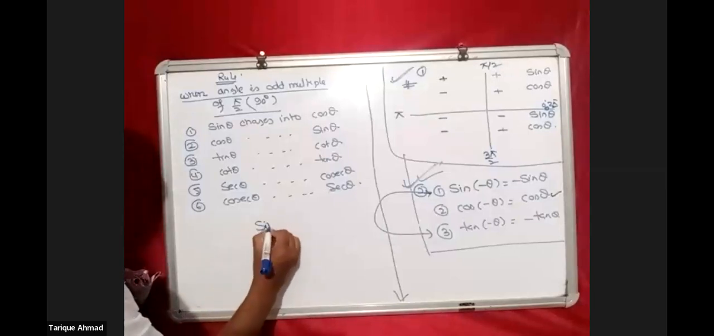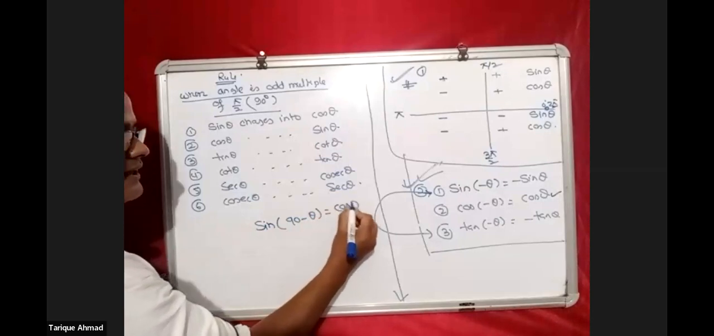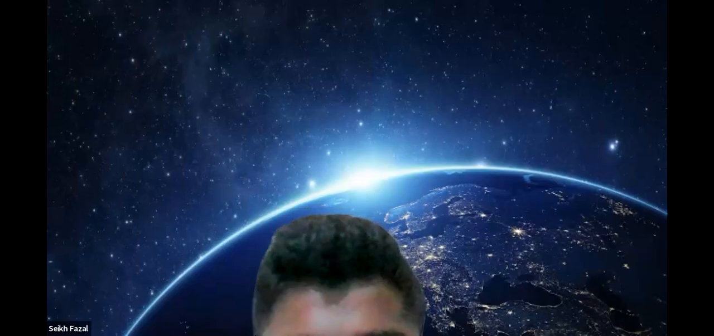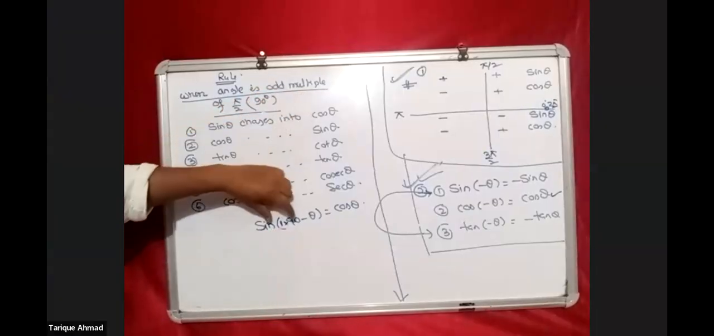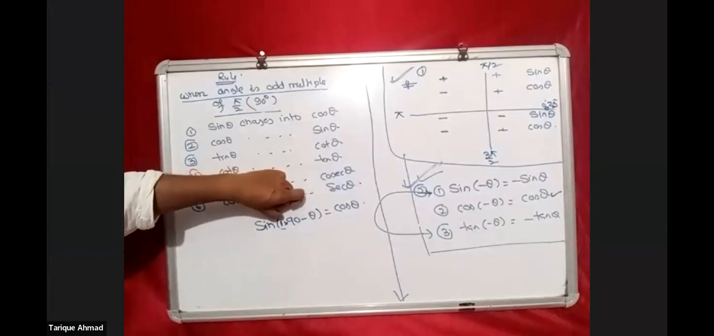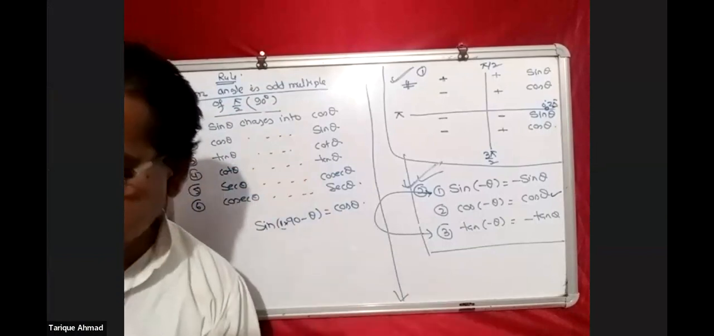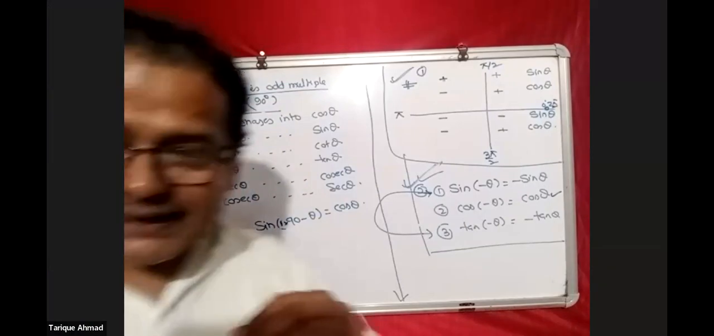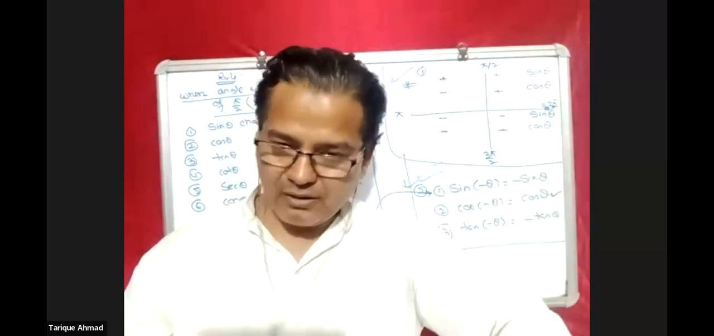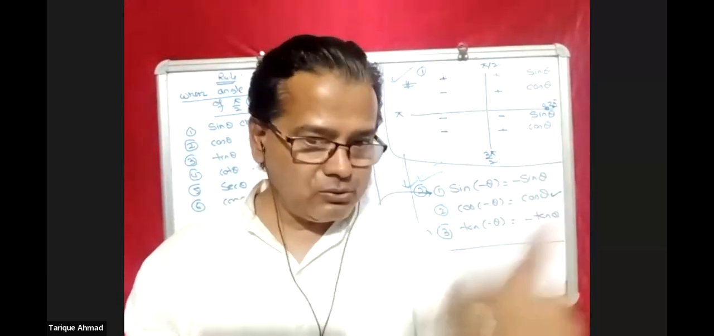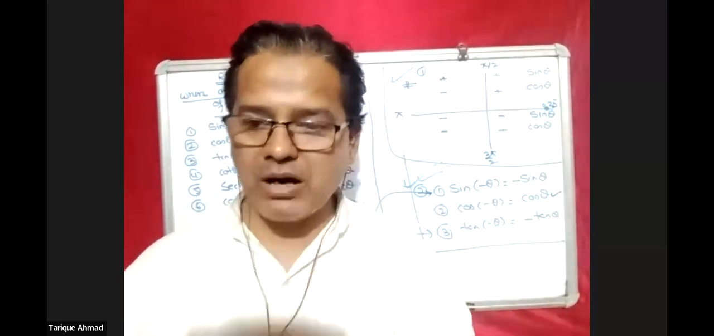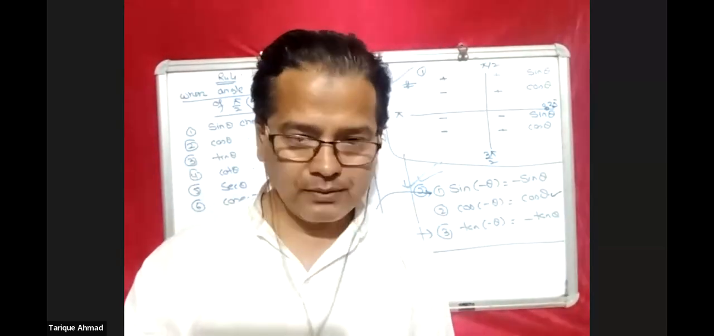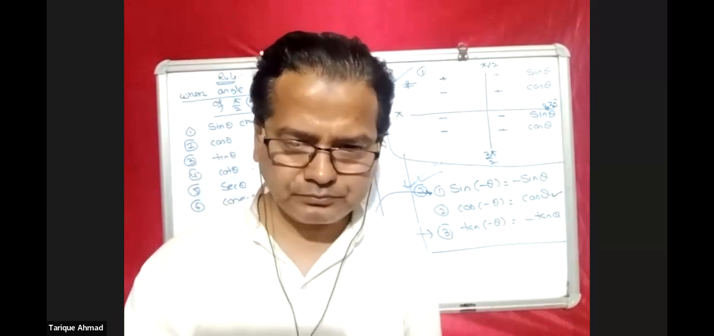I am writing the formula for sine of 90 minus theta, and it was cos theta, correct? What was the coefficient of 90 here? It was just 1, and 1 is an odd number. Same rule, odd multiple of 90. So if it is an odd multiple, we follow that rule from class 10: sine converts into cos, cos into sine, tan into cot, cot into tan, sec into cosec, cosec into sec. This happens when the angle is an odd multiple of 90 degree or pi by 2. Am I getting my point?